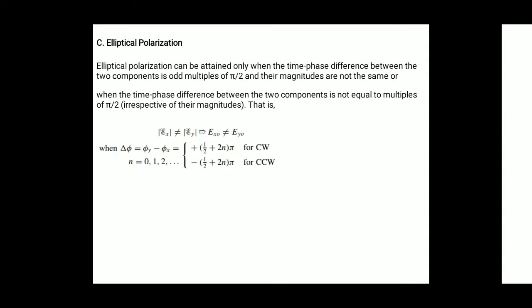Second, elliptical polarization. The properties of elliptical polarization are that the magnitude of the electric field in the x direction and the magnitude of the electric field in the y direction are not equal, but the phase difference properties are similar to circular polarization: positive pi/2 plus 2n pi for clockwise polarization, and the negative sign for counterclockwise polarization.